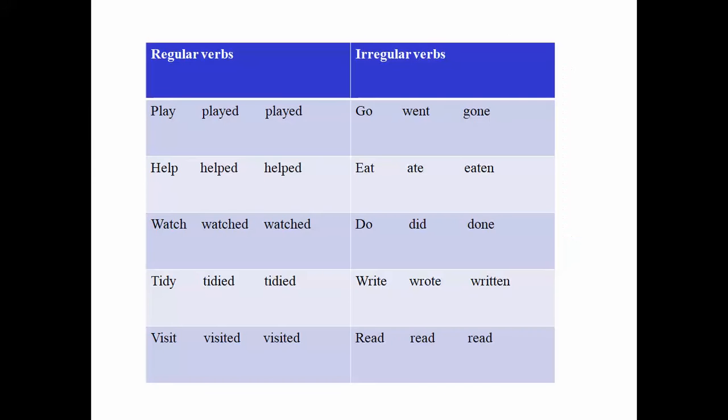The first thing to know about past perfect is the form of past perfect. But before knowing the form, we have to differentiate between regular verbs and irregular verbs. Of course, we know that each verb has three forms. For example, play, played, played, help, helped, helped. If these verbs are irregular, we have to memorize these verbs very well, like go, went, gone, eat, ate, eaten, do, did, done, and so on. So we have to memorize, please, the irregular verbs very well.